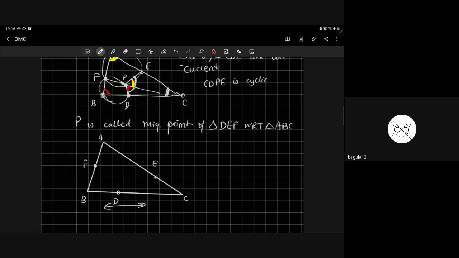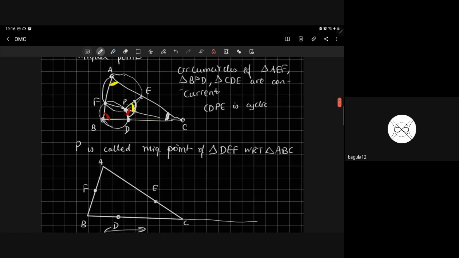Like you said, D is on the line BC, and it's independent of the location of E and F. So now if I move D along BC, one more thing to note is that it need not lie on the segment. It can go over. So D can go here or here, and the result of concurrence will be true.